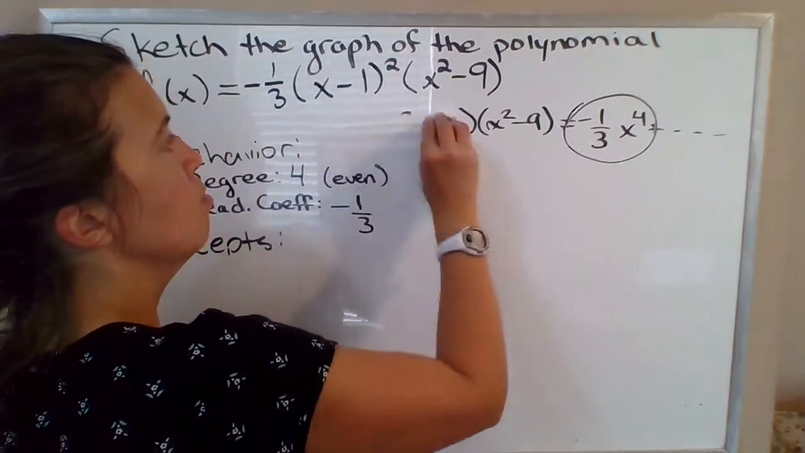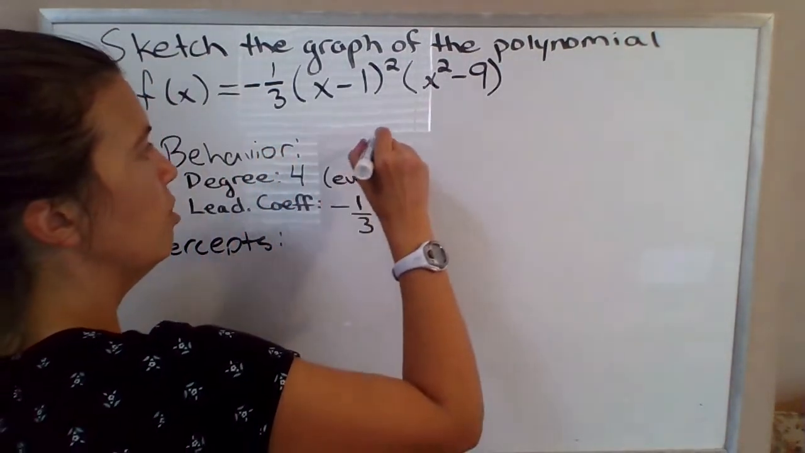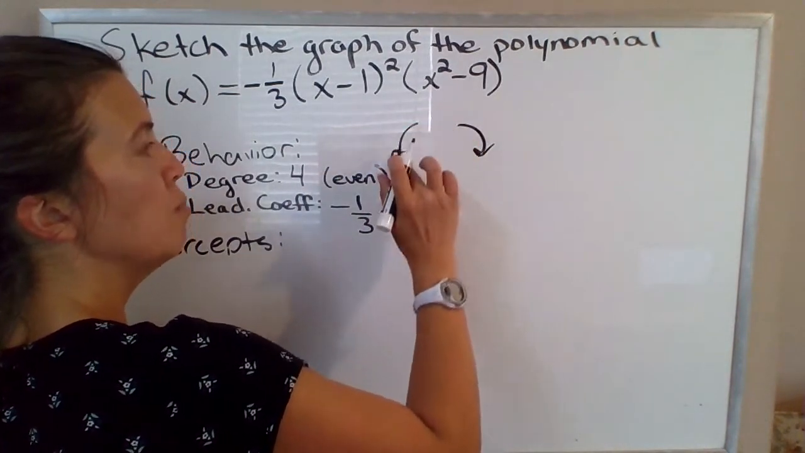So I'm going to erase this. We don't really need that anymore. Once we have the degree and the leading coefficient, then we know that the end behavior is going to be down on the left, down on the right. It points down on both ends.